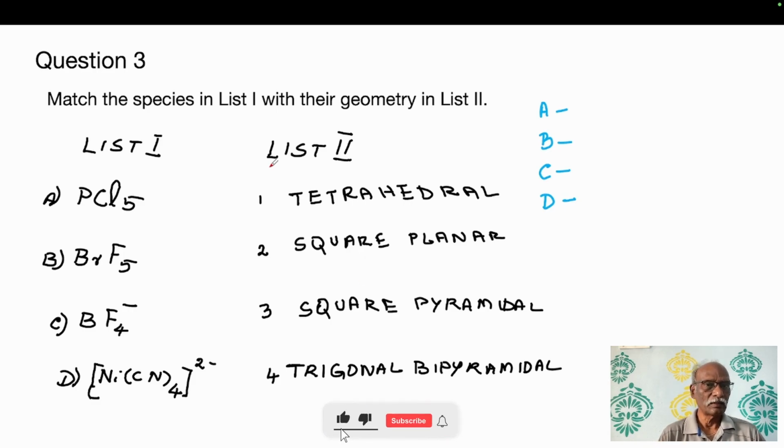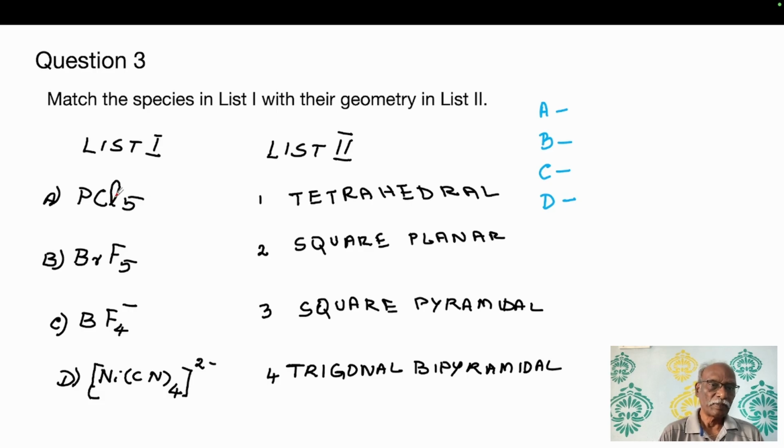Here you are given 4 sets of formula compounds and their respective geometry. List A: PCl5, bromine pentafluoride, boron tetrafluoride, tetracyanonickelate 2 minus. These are the 4 compounds. Their geometry is given in list 2. We will have to find out the correct geometry and match them.